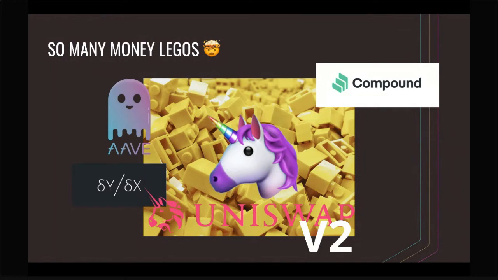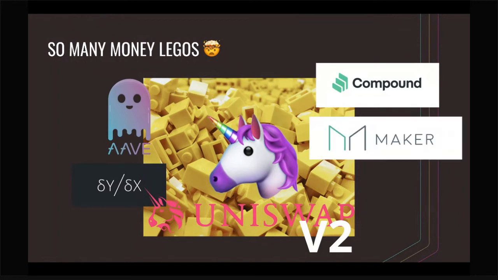If you want to take out a position, maybe you want to go on Compound, or maybe you want to be on Maker.